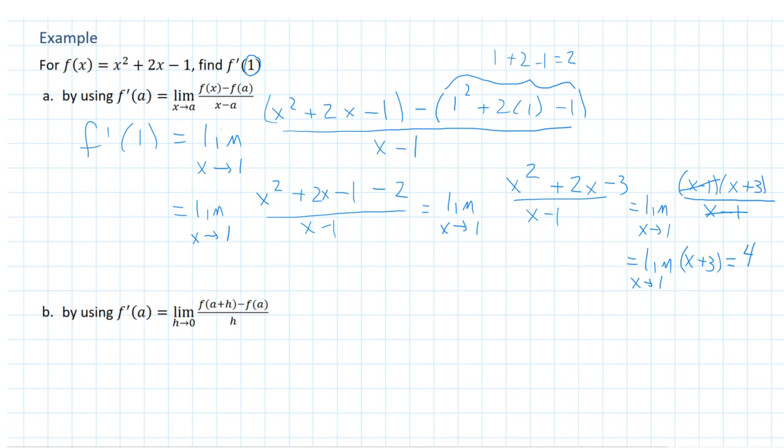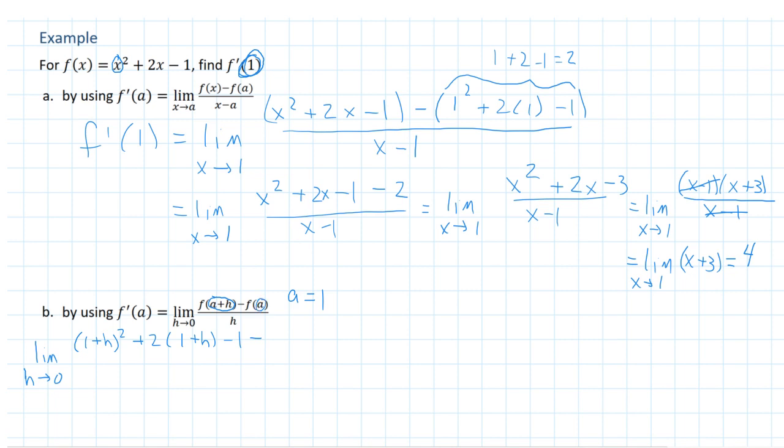Now, using the other definition of a limit, this is the limit as h goes to 0. And now what I want to do is everywhere there is an x in my original function, I'm going to substitute that with a plus h, where in this case, a is equal to 1 because that's what we're told to do in the instructions. So I have the limit as h goes to 0 of 1 plus h quantity squared plus 2 times 1 plus h minus 1 minus, and now I'm doing f of 1.